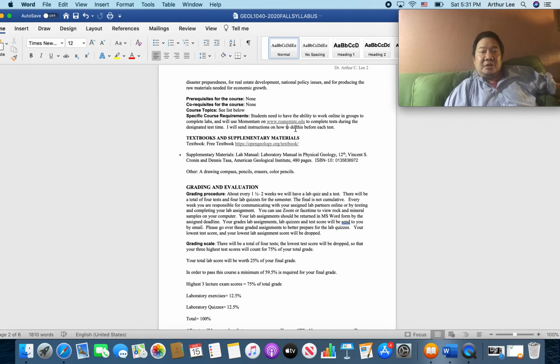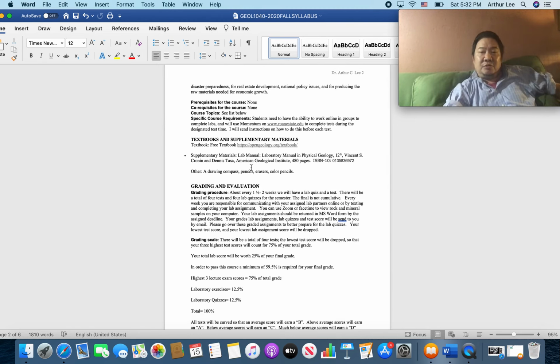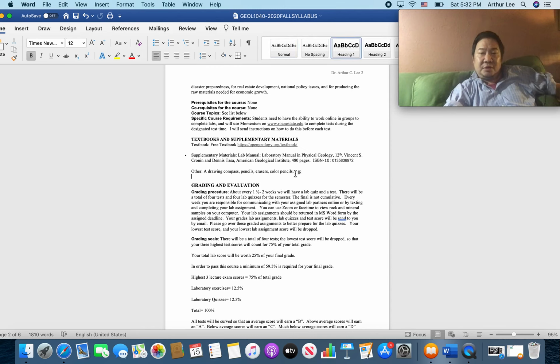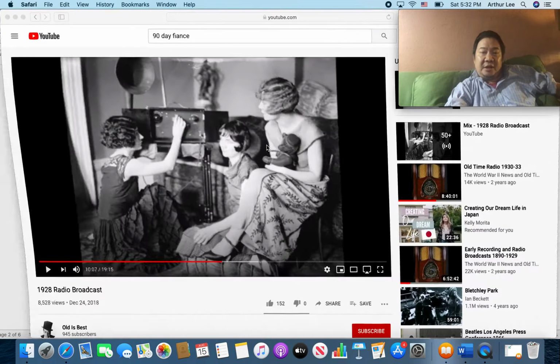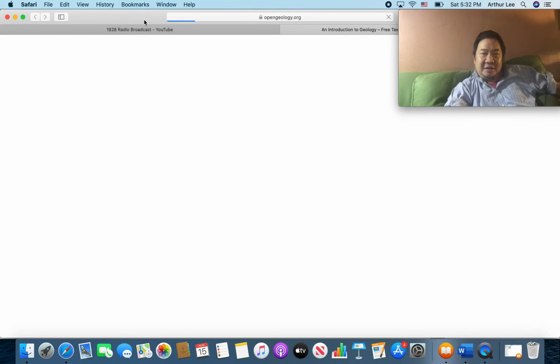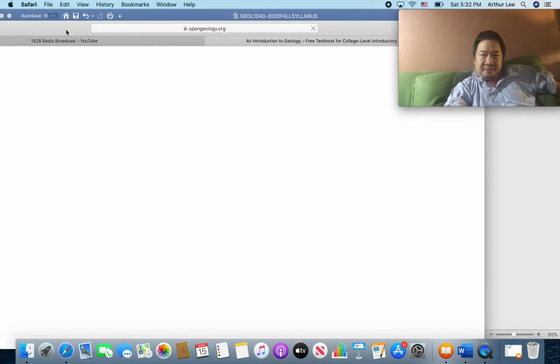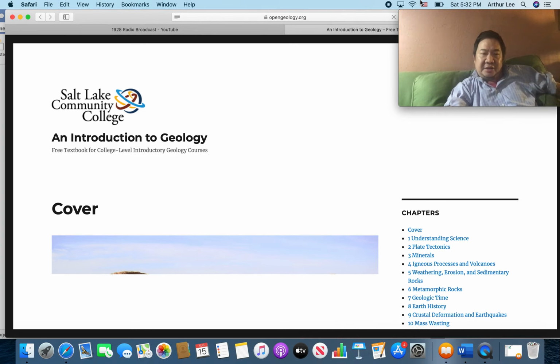The cheap things that you can go ahead and buy right away are a drawing compass to draw circles, pencils, erasers, colored pencils. Those are all things you can buy at the dollar store or Walmart or Kmart if you're near it. But as far as actual books go, the textbook is free. Here's the link. That's not the link. And here it is, ladies and gentlemen.